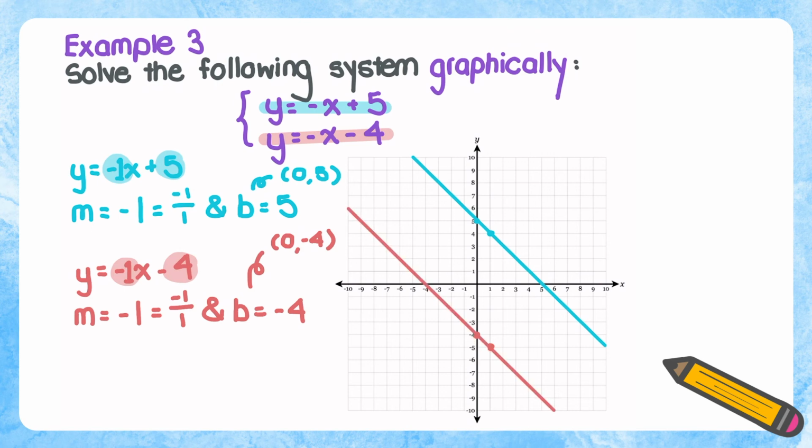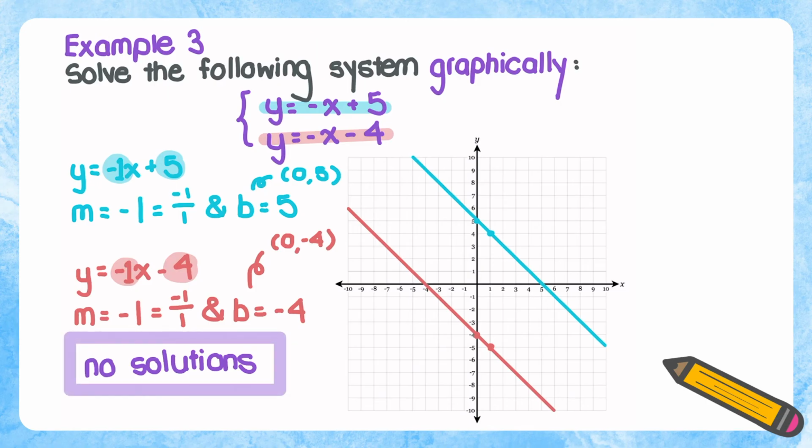What do you notice about these two lines? These lines are parallel, so they're never going to touch. There are no solutions to this linear system because there are no points of intersection. So if the two lines have the same slope but different y-intercepts, then the lines are going to be parallel, so there would be no solutions.